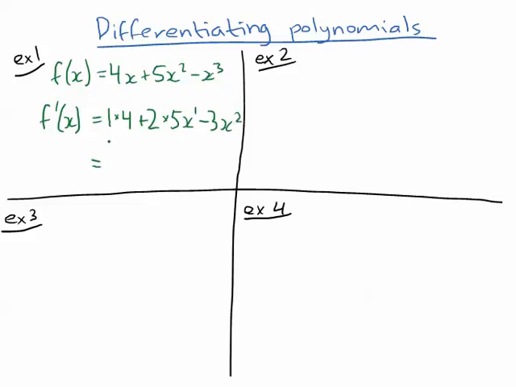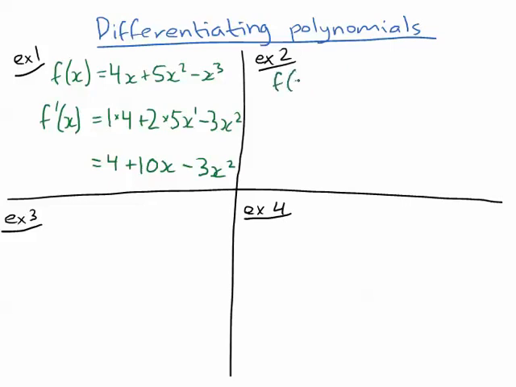And let's simplify this a bit. So 1 times 4 is just 4. 2 times 5 is going to be 10, and x to the power of 1 is just x, minus 3x squared. Right, so that's this one done. And let's look at the next example.